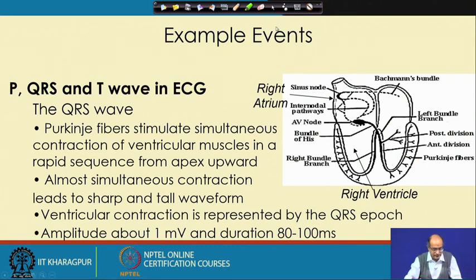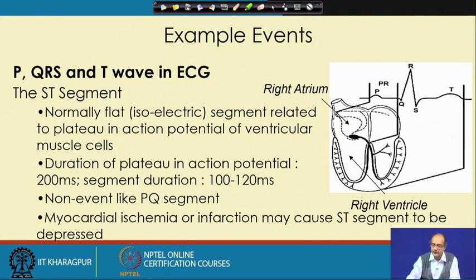Now, let us look at the next part of it, that ST segment. The ST segment is again a non-event phenomenon, because there is no special electrical signal. It is a plateau, and it again gives the isoelectric line. In this period the ventricles remain contracted, and as they remain contracted, the flow of the blood from the ventricle through the arteries will continue.